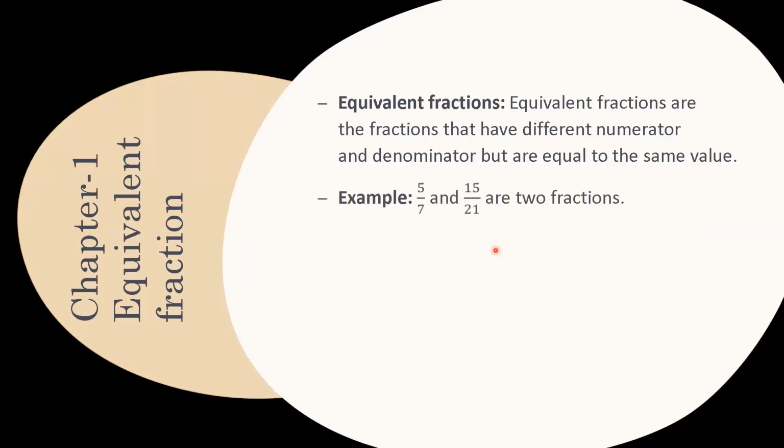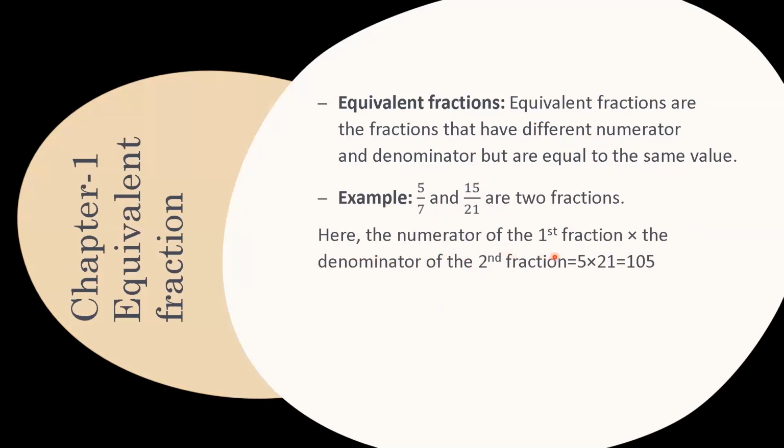So chapter 1, equivalent fraction. Equivalent fractions are the fractions that have different numerators and denominators but are equal to the same value. Again, I am saying, my dear, equivalent fractions have different numerators and denominators but are equal to the same value. And this is the example, my dear. 5 divided by 7 and 15 divided by 21 are two fractions.